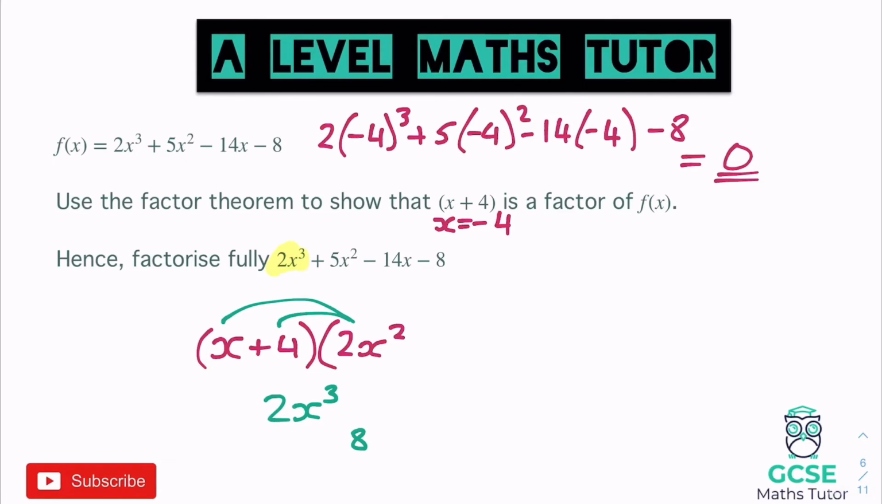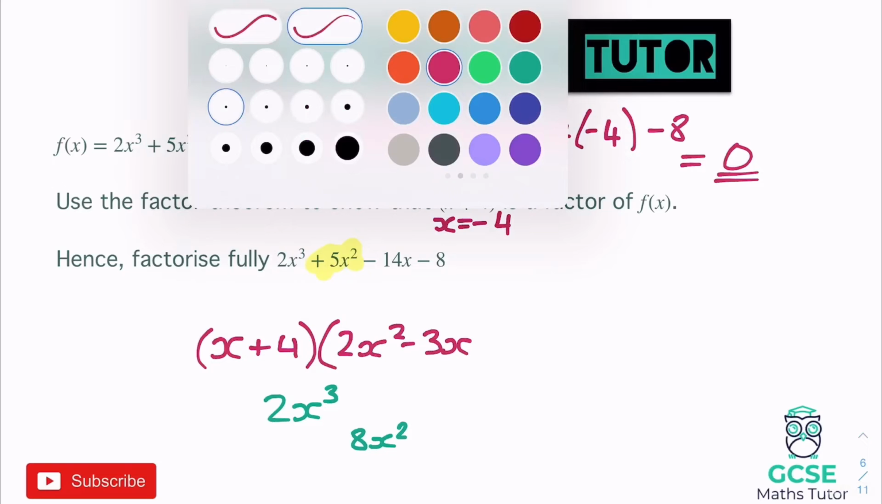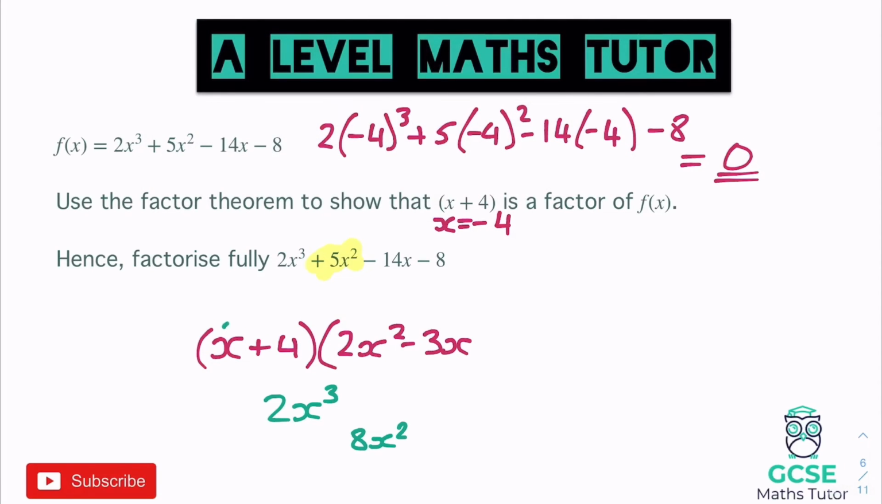So let's put that below, 8x squared. Okay, so the next piece up there, we have 5x squared. Now at the moment we've got 8x squared, so in order to get to this 5x squared here, we're going to have to take away 3x squareds. So I need to put minus 3x in there. Okay, so minus 3x, there we go. And that is going to then expand. So we get x times the minus 3x, and that's going to give me minus 3x squared. And in total, that gives me the 5x squared that I was looking for.